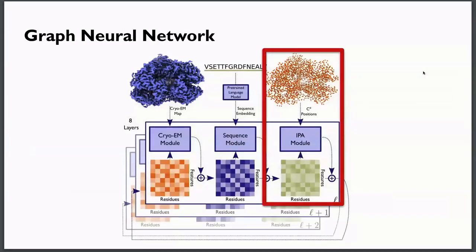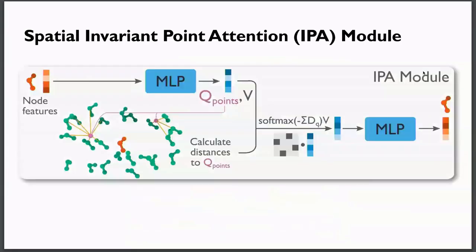Lastly, we also want to know geometrical information about our model. And this happens through this spatial invariant point attention module that's very reminiscent of the one in AlphaFold. And so the way this works is you get your node features and you predict points in space, and then you look to see what residues are close to those points in space. And if those residues exist, you take the information from those residues and you bring it to the residue you're centering at.